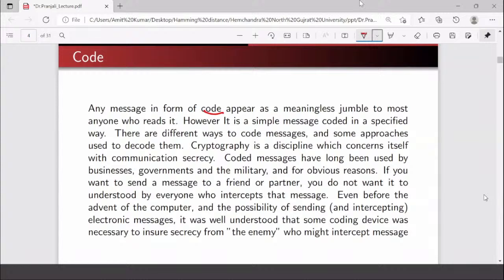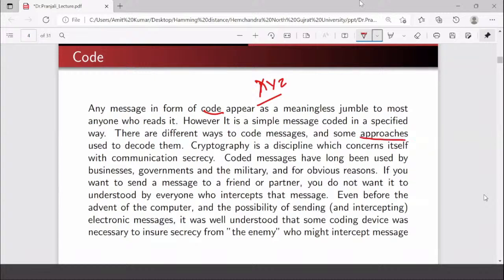If I want to send this X, Y, Z, then this message is hidden in the form of code, and if anyone reads it, it's a meaningless jumble for him. However, it's a simple message coded in a specified way. There can be a number associated with this message, or it is due to shifting of the alphabets. There can be many specified ways, and there are different ways to code this message. And in fact, there are associated approaches to decode them.